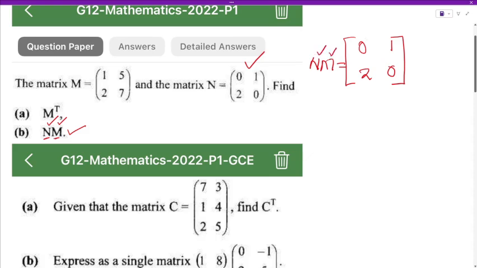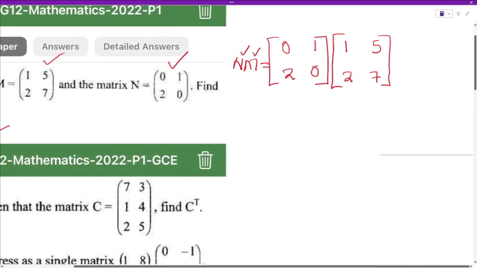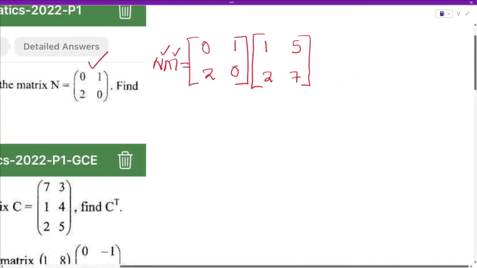So we've written matrix N. Now we need to write matrix M. Matrix M is this one here, which is 1 2 5 7. Okay, so I'll show you a shortcut on how you can actually multiply these matrices, because usually students have challenges multiplying the right values.